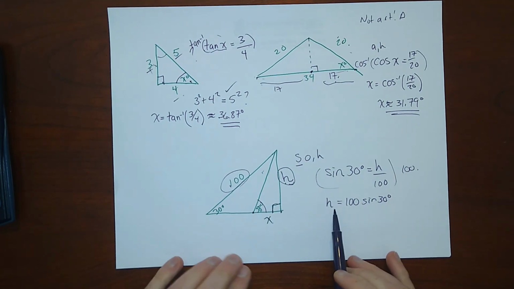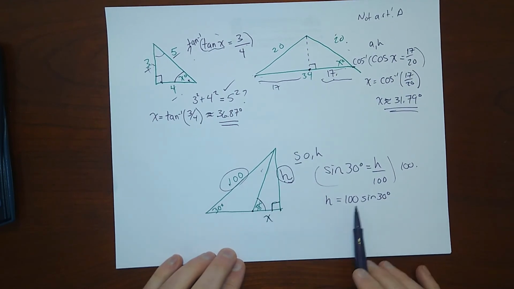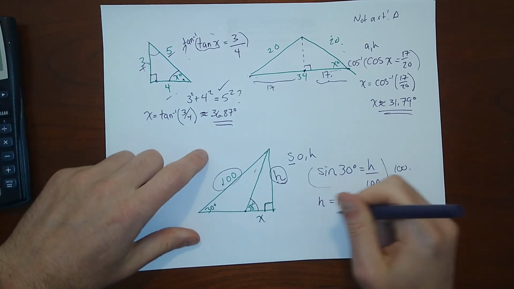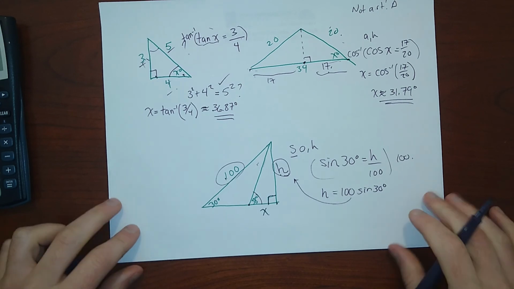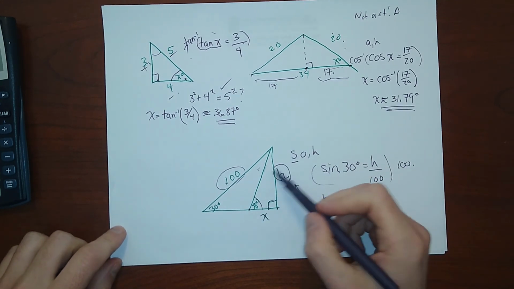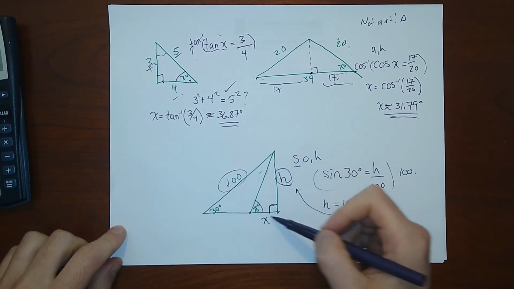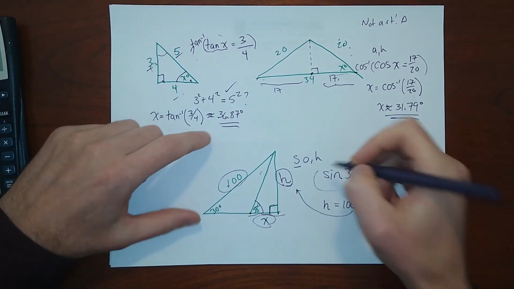So we determined that this altitude here for the large triangle is 100 times the sine of 30. Again, I'm just going to leave that as is, 100 times the sine of 30, because I'm not done using it yet. So I'm not going to round or estimate just yet. And once I know that side length, then I have two pieces of information in this smaller right triangle. And so I can find this side length x using that.